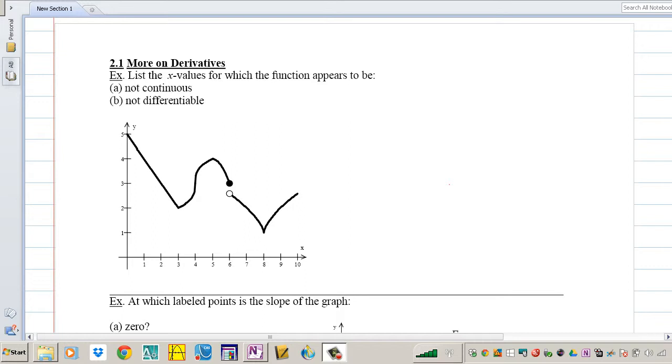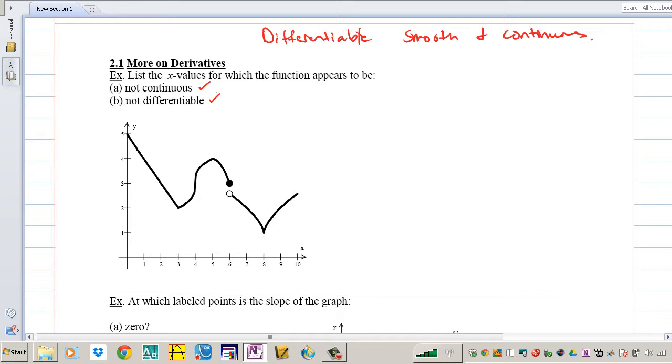So recall that a differentiable function needs to be smooth and continuous. If you have a function that's not smooth or continuous, we say that it's not differentiable at those points. First example: list all the x values for which the function appears to be not continuous and not differentiable.